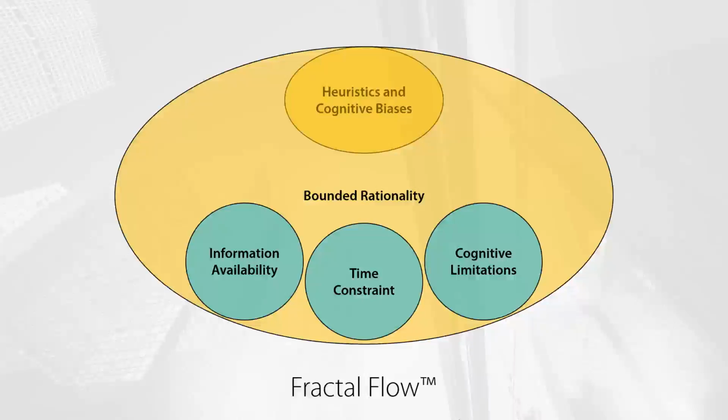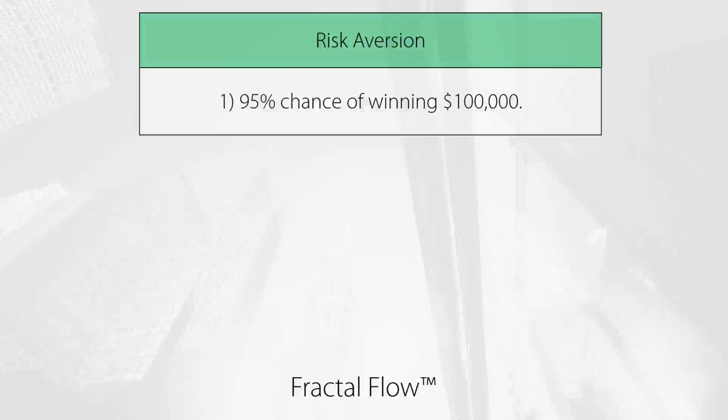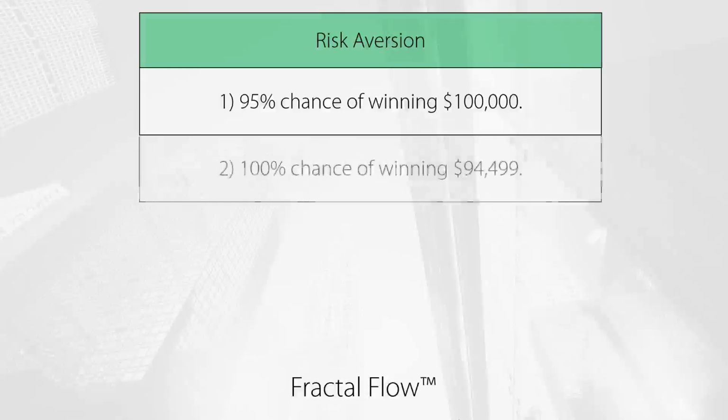To truly understand what the prospect theory means in practice, we can do a few different exercises to show how we can seek or avoid risk depending on how decision-making questions are framed. Consider the two following alternatives and choose the one you prefer. Number 1. 95% chance of winning $100,000. Number 2. 100% chance of winning $94,499. Let your intuition guide you and pick one of the two alternatives.